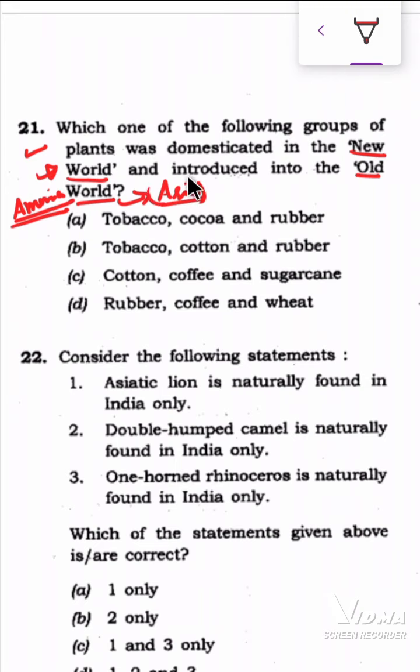So the question is about which of the following groups of plants was domesticated in the New World and introduced into the Old World. Tobacco, cocoa, and rubber were native crops of America, and they were actually introduced in India. So statement 1 is right. However, we can also look at the other statements. Option B has cotton. Cotton should not be the answer because cotton was already produced in India. Cotton is also in the third option, so it should also not be the answer. The fourth option is wheat, so wheat should not be the answer. So by eliminating all the options, we can conclude that option A should be the right answer.